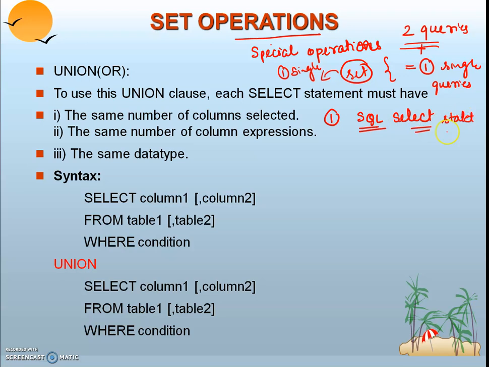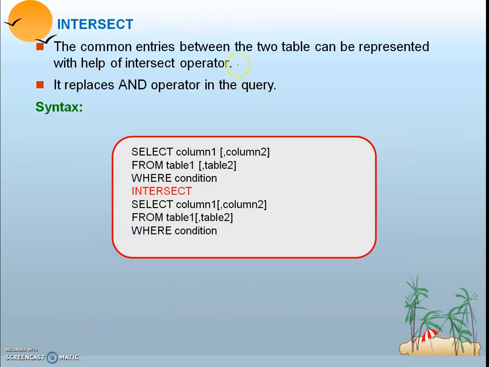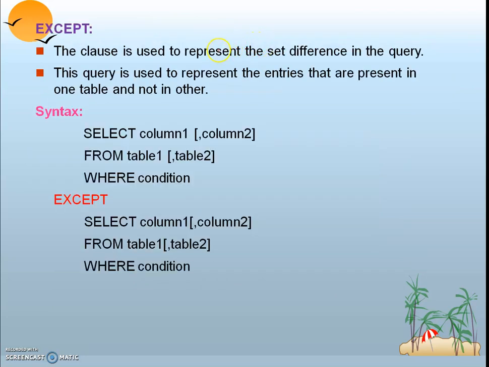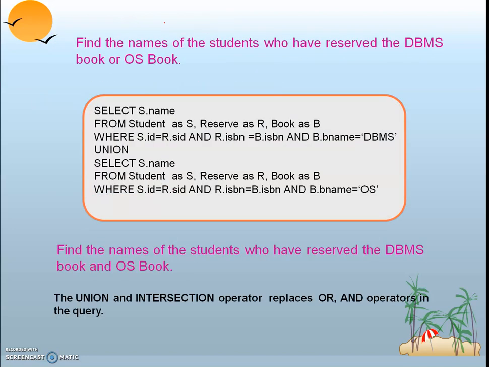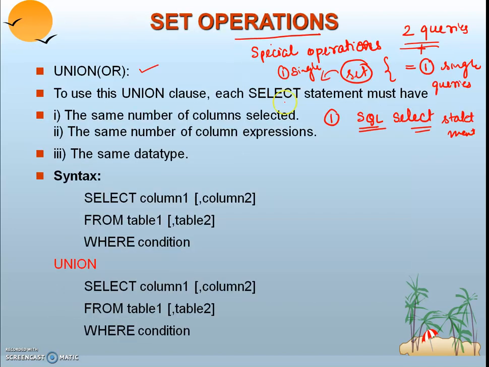If you look into the syntax given below, you will understand. But before that, let's see how many set operators we have. The set operators we have are, one, the union operator; the next one is the intersect operator, or I can say the intersection operator; and the next one is except. So here we are going to look into three different set operations.